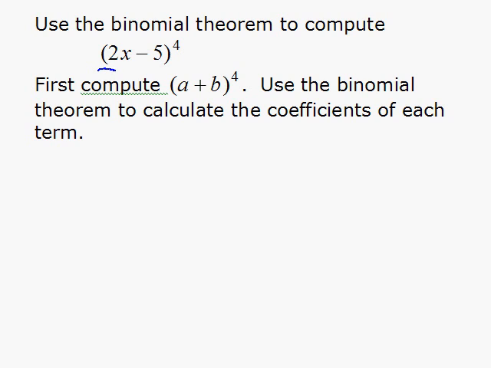So you need to use the binomial theorem to compute (2x − 5) raised to the fourth power. The first thing you have to do is compute (a + b) raised to the fourth power. Then use that binomial theorem, use those results, calculate the coefficients, and then move on to the next part. So I'm going to start with (a + b) to the fourth as a review.